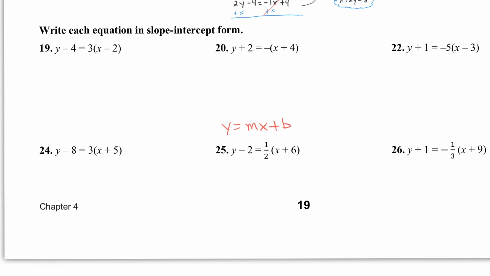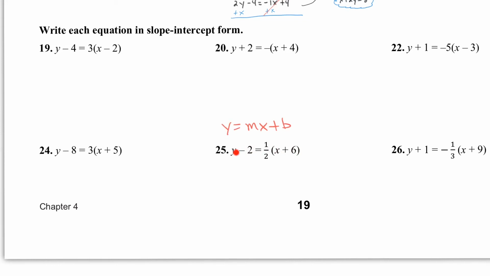So first, let's understand. The y is by itself. X will have a number next to that, and it is the slope of the line, and this m can be a fraction. It's okay. You guys can have a fraction. It can be negative, it can be positive. And b also can be a fraction, can be negative, can be positive, but it doesn't have a variable. It is the constant. But the most important thing is you guys have y by itself.